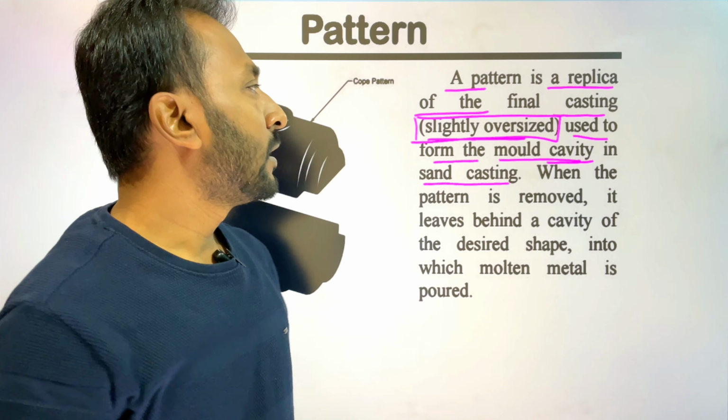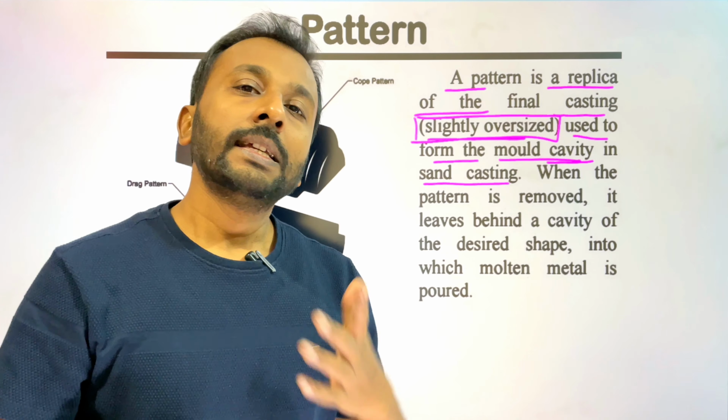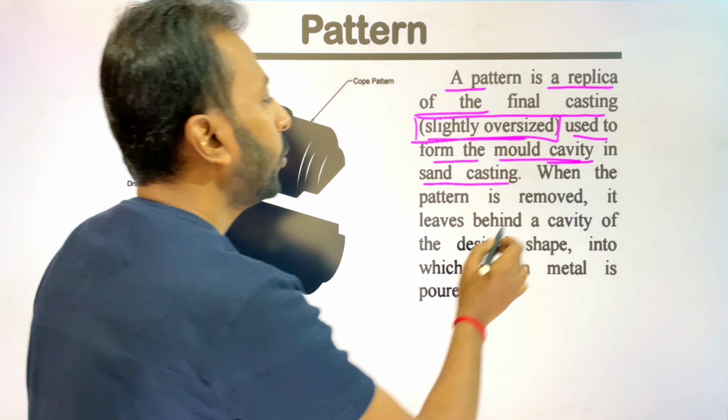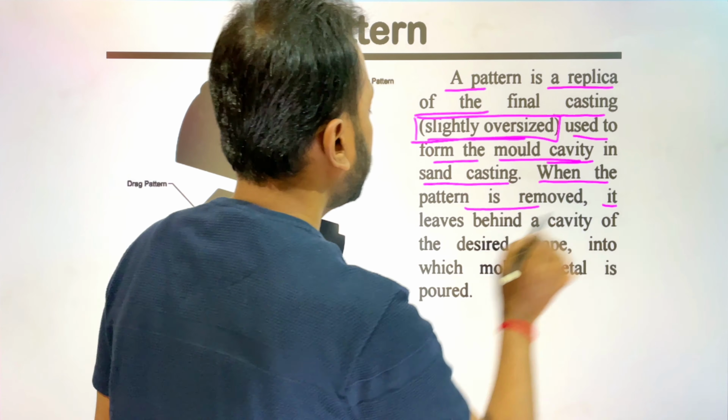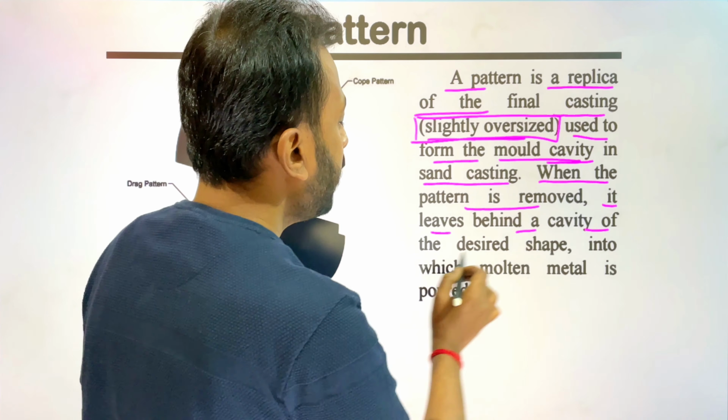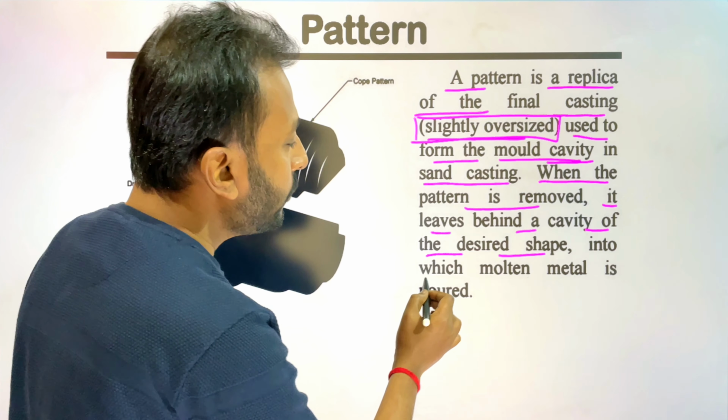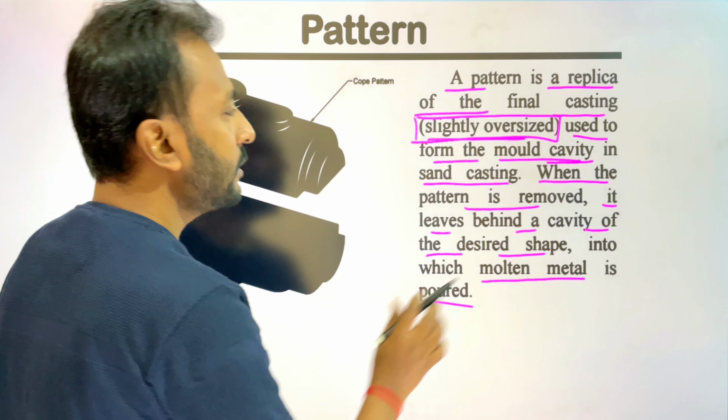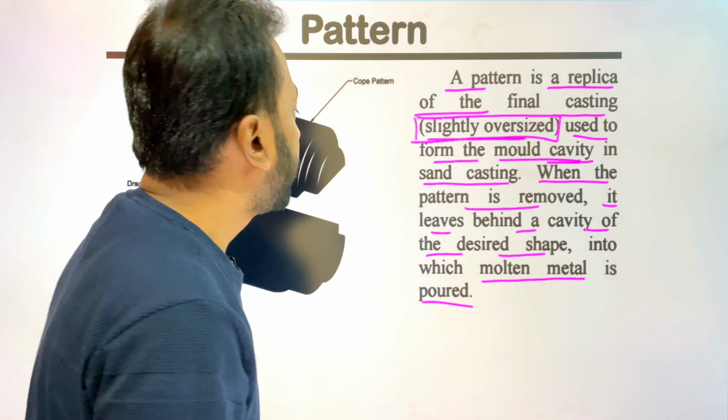So what is pattern allowances? I will discuss in next videos. When the pattern is removed, it leaves behind a cavity of the desired shape into which the molten metal is poured. So this is pattern.